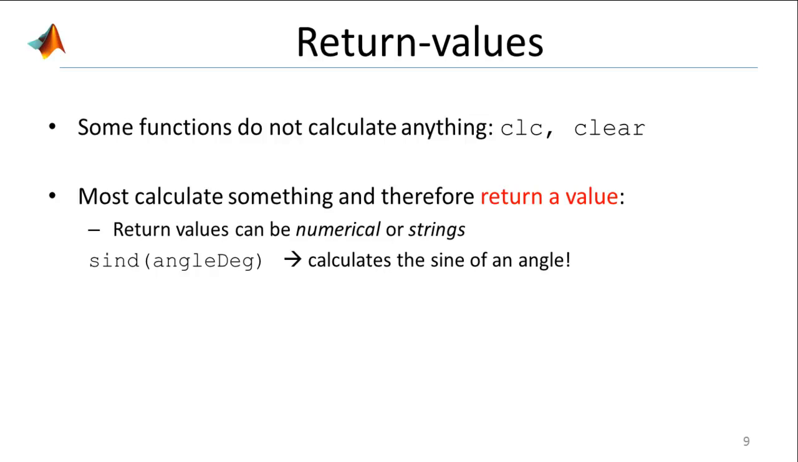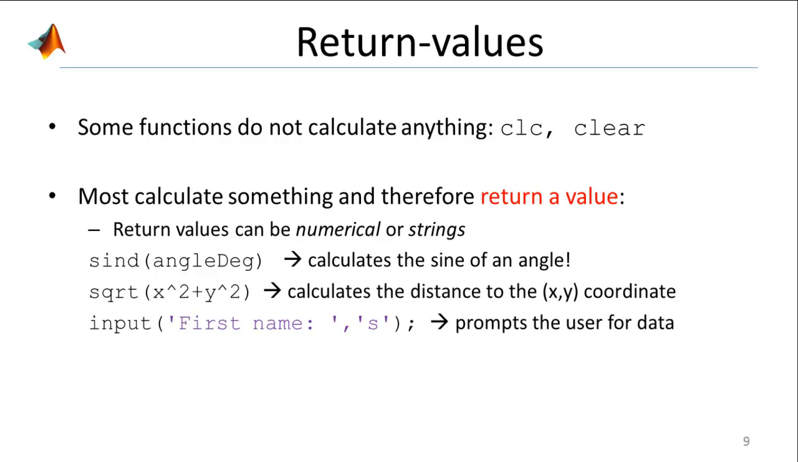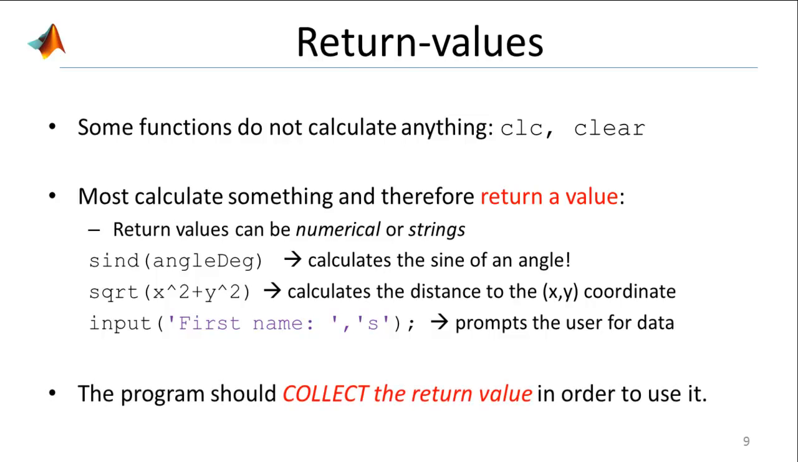Sine d of an angle in degree calculates the sine of an angle, so we get back a numerical value. Square root calculates a distance, for example. Even input returns a value. It is a string, but it returns data to you. In all these cases above, the program should collect the return values in order to use them. Let's go see.